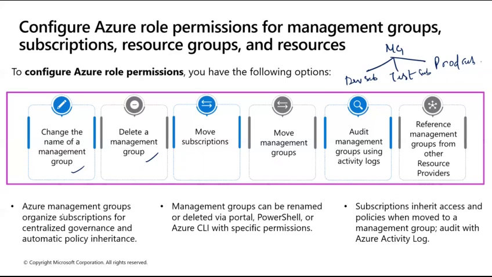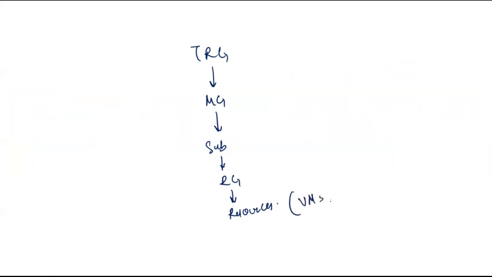Azure management groups organize subscriptions for centralized governance and automatic policy inheritance. Now, what does this automatic policy inheritance mean? Remember we talked about this hierarchy. We have your tenant root group, then your management groups, then your subscription, then the resource group, and finally your resources. So what if there is a policy that I want to create: all the VMs in my environment should be created in Central India region only. What is the requirement?